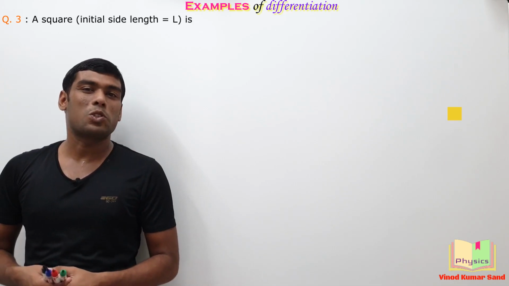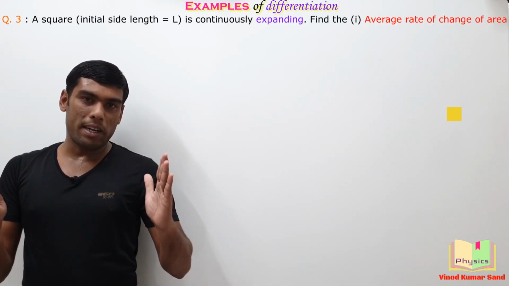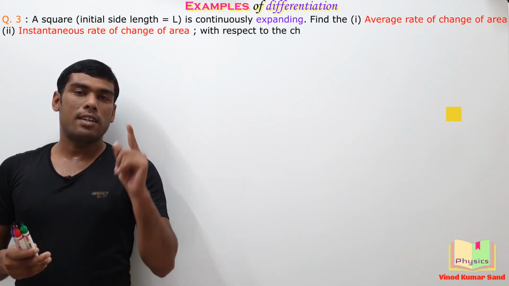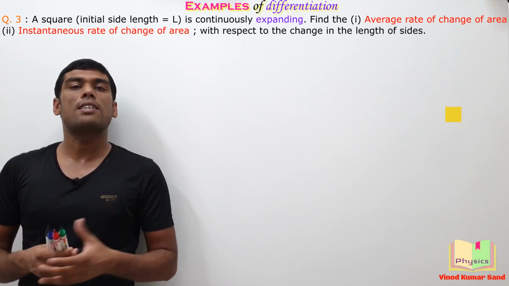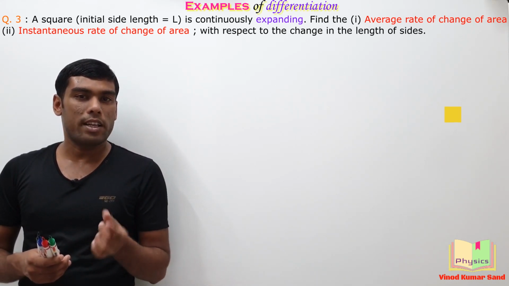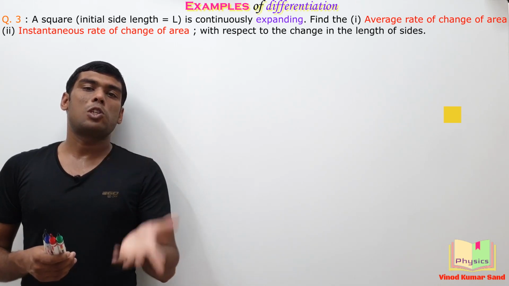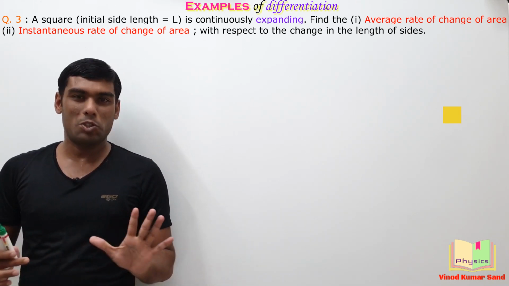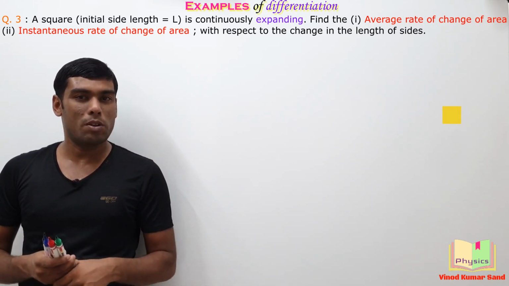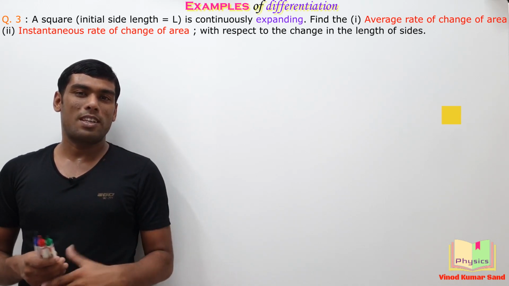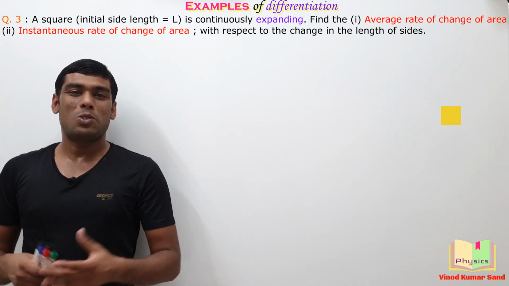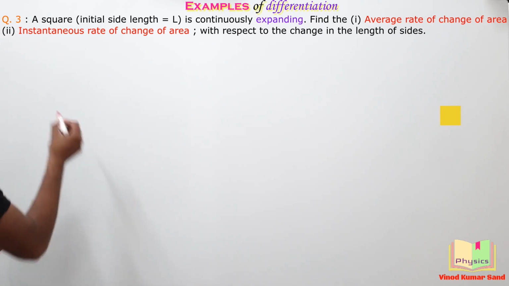Here is the next question. A square is expanding and we need to find the average rate of change of area as well as instantaneous rate of change of area with respect to the change in the side length. Question is pretty simple. It's similar to the previous calculation. You can pause here and you can give it a try. I'll be solving it on the board.